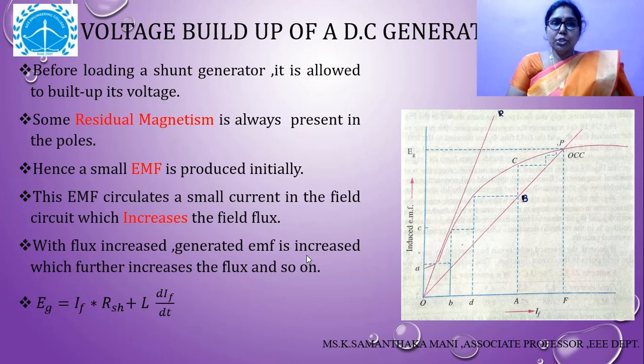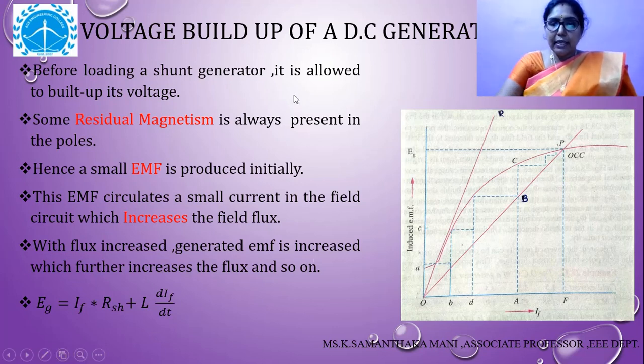Now, the next topic is the voltage buildup of a DC generator. Actually, how has the voltage built up? This is the OCC, and we have seen in the generator when drawing the OCC how it builds up. As we increase the field current, the flux produced by the field increases, so the flux linkages increase, and because of the rate of change of flux linkages, an EMF is induced in the armature, so EMF is generated.